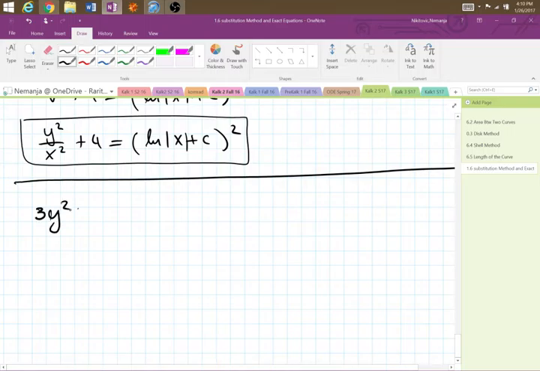3y squared y prime plus y cubed equals e to the negative x. Yeah, no clue.